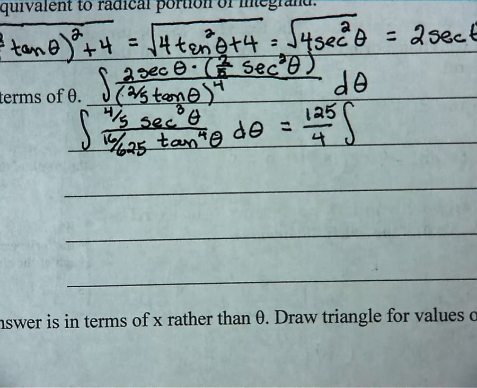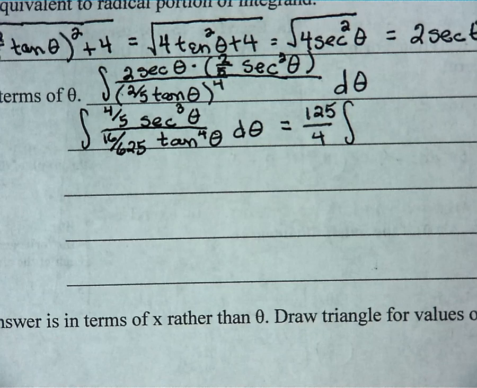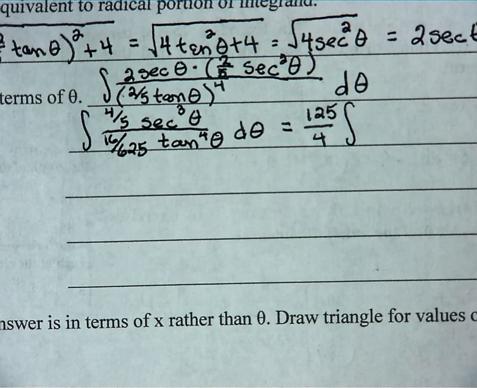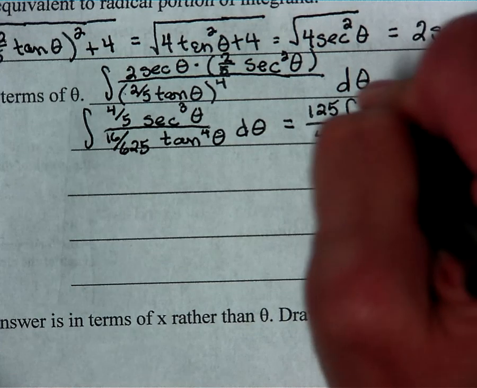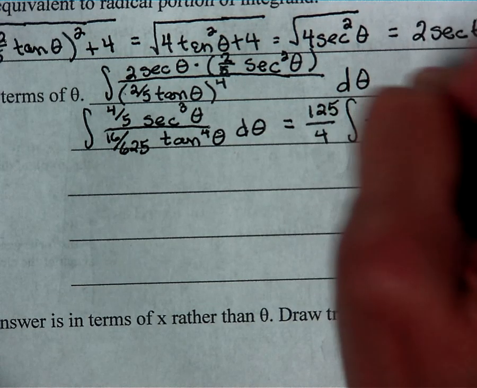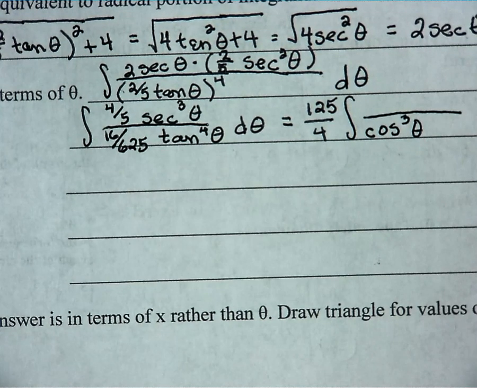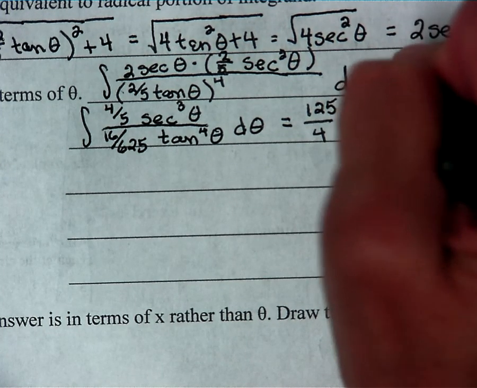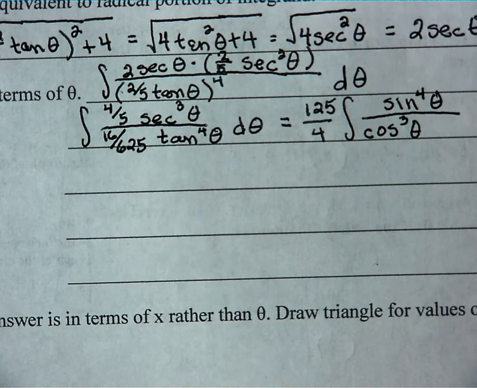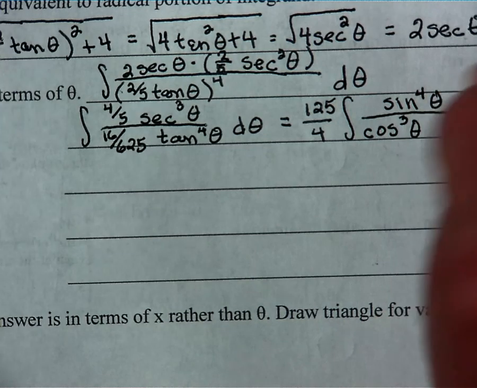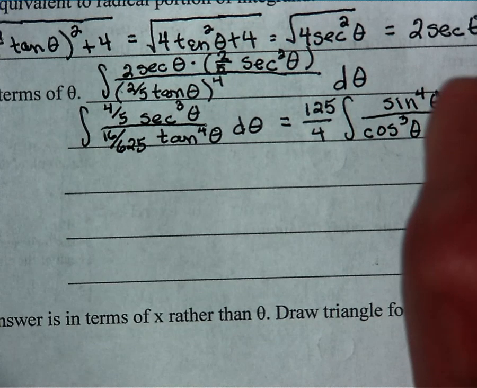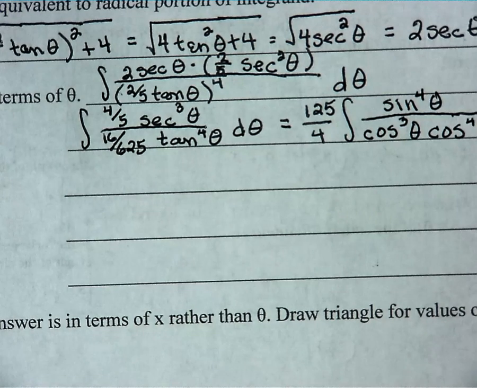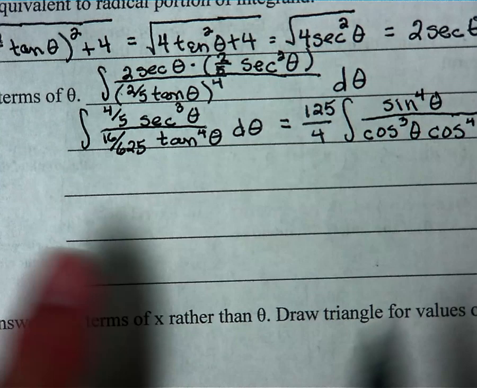And then if you can simplify secant cubed over tangent to the 4th in your head, yay, more power to you. I have to say secant cubed is 1 over cosine cubed, and tangent to the 4th is sine to the 4th over cosine to the 4th. Let me double check that, because all of a sudden I don't remember having a cosine to the 7th in the denominator, but I may have. Let me just double check.